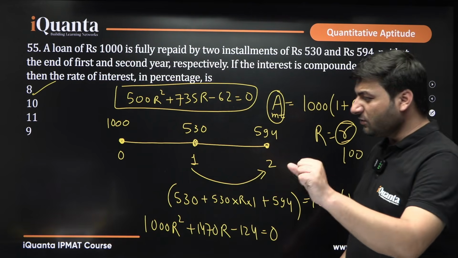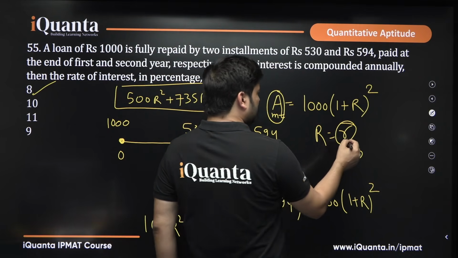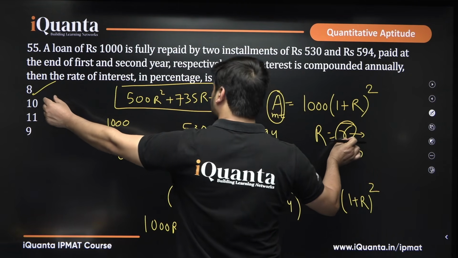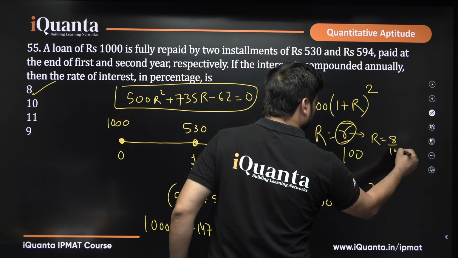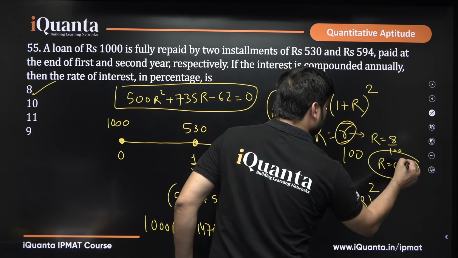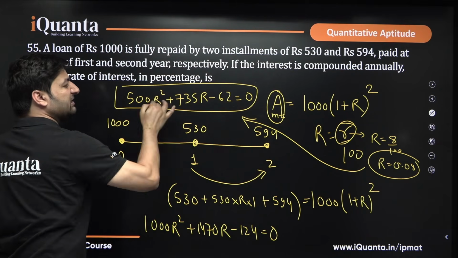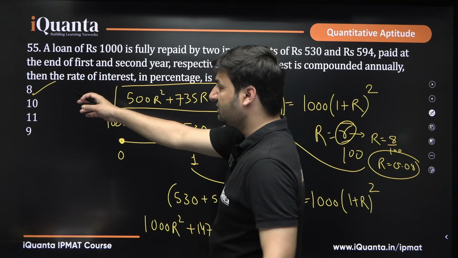In fact, what you can do is, you know that this r is R upon 100. So, if you use options, what happens? You take R equals to 8. So, what will be the value of r? It will be 8 by 100, r will be 0.08. You can put this 0.08 in this quadratic equation and see whether this is satisfied or not. It will definitely be satisfied and you will get option A as the answer.